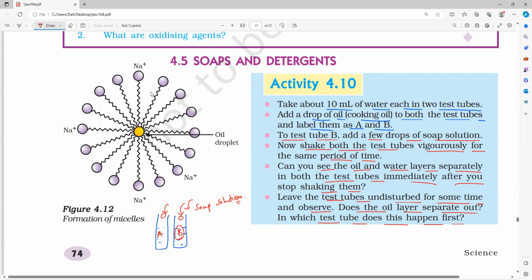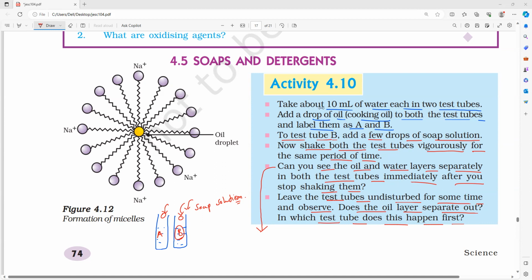All of you? If you notice it here, I will make the conclusions. Observe. Can we see the oil and water layer separately in both the test tubes immediately after you stop shaking them? First observation. Remember, in which test tube did we add the soap solution? You tell me. All of you, please respond.